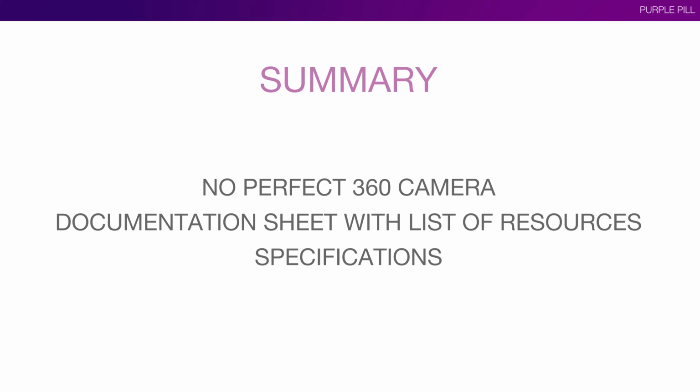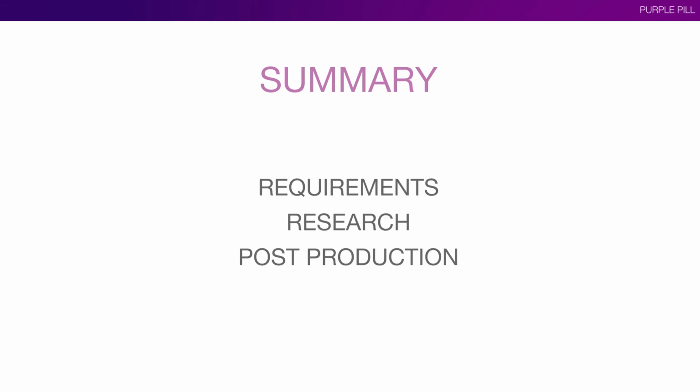Use the hardware documentation sheet if you want to know about a specific camera. Break down concepts with simple questions to find your requirements. Use these requirements to narrow down the list of possible cameras. Research the different options to get a better view of which suits you best. Think of how you are actually going to create it in post-production.